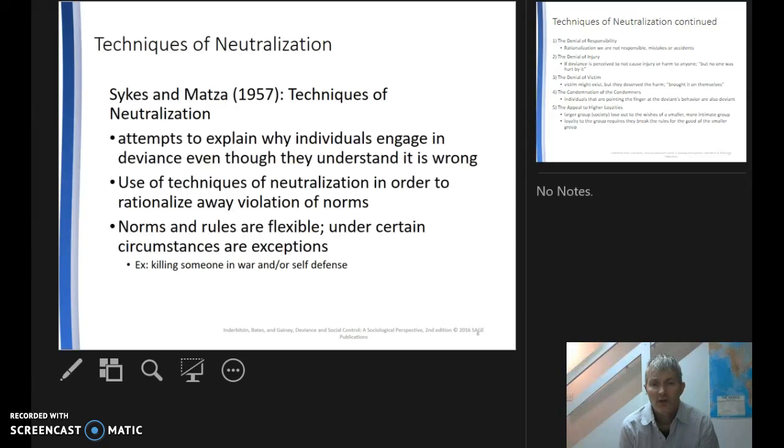Essentially, if you're accepting this idea, you have to accept that norms and rules are flexible, and under certain circumstances there are exemptions. A good example of this is that killing is wrong except under certain circumstances. If you find yourself in a war, you might engage in killing, and it's not constructed as wrong. Or if, for example, you killed somebody in self-defense, that might not be constructed as a negative either, or a deviation from the social norm.